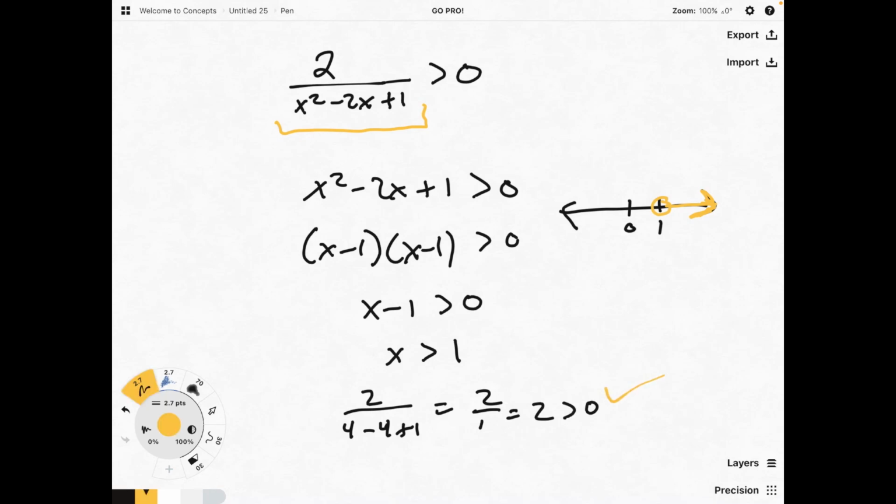That checks out. If you want to check another number, let's try 10. So we get 2 over 10 times 10, 100, 100 minus 20 plus 1. We get 2 over 100 minus 20, which is 80, plus 1, which is 81. 2 divided by 81 is greater than 0, and this also checks out.